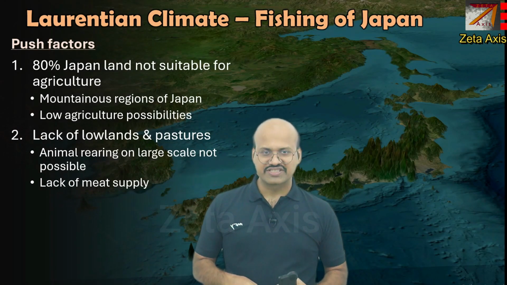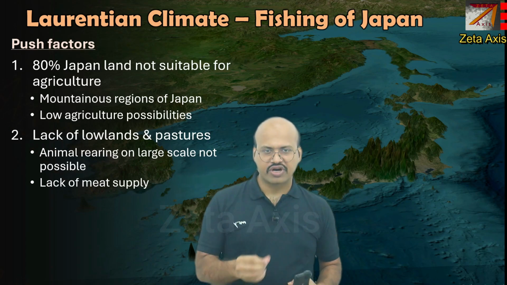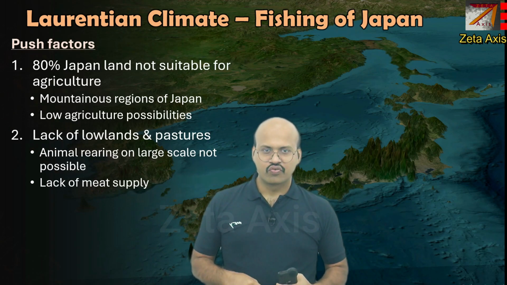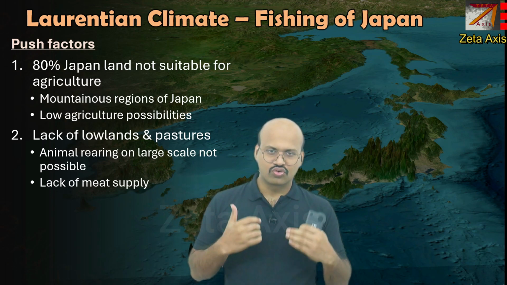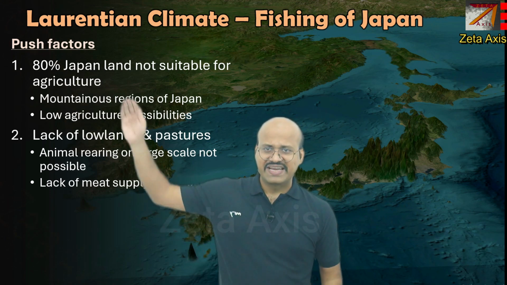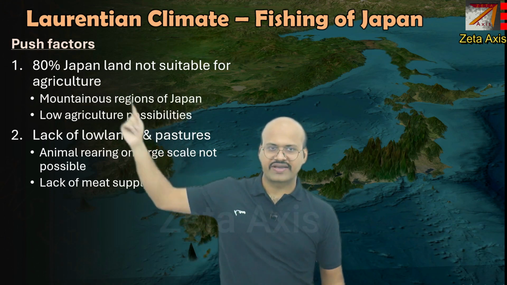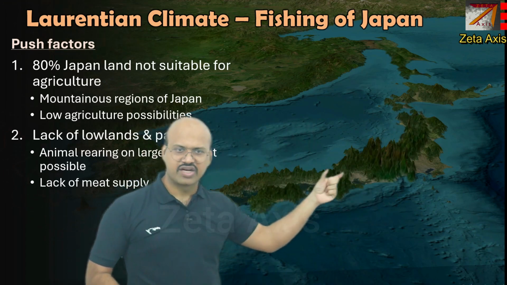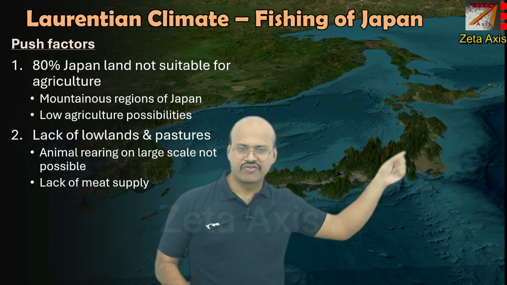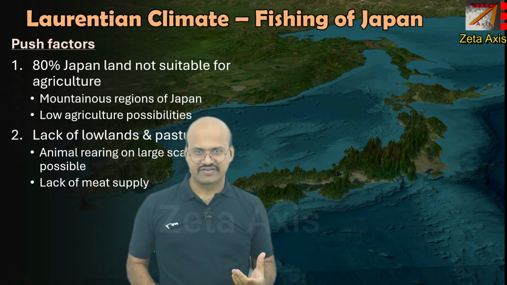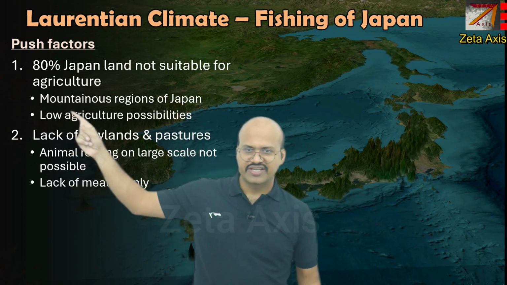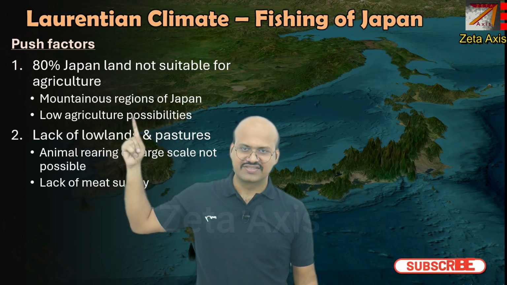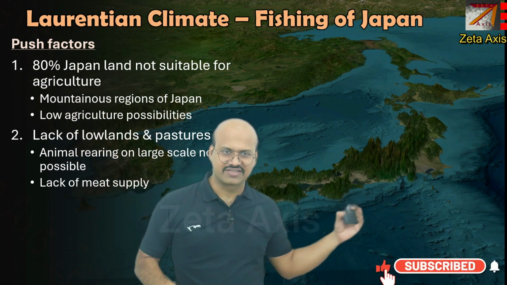Now let's try to understand why fishing is a very important activity in Japan. Let's see the push conditions, or the conditions which make people go towards fishery. The first is that 80% of Japan's land is not suitable for agriculture. If we see this image, we can see that most of it is mountains, therefore there is very little region where agriculture could be done. Because of these mountainous regions, there are very low agriculture possibilities in this region.